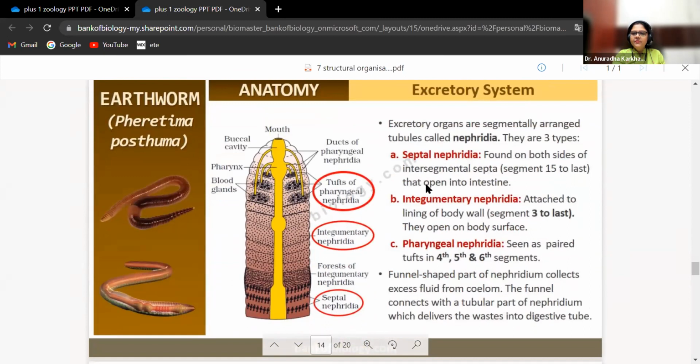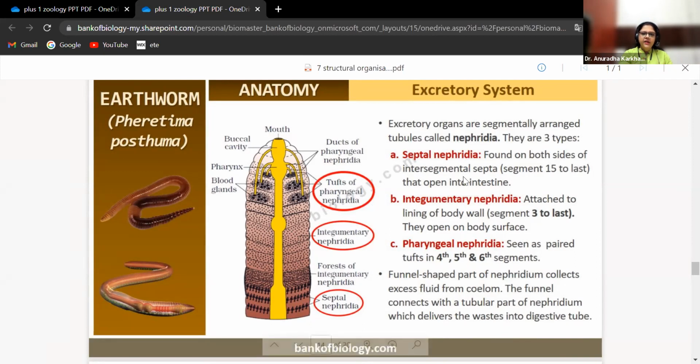Excretory system. Excretory organs are segmentally arranged tubes called nephridia. They are of three types: septal, integumentary, and pharyngeal, depending upon their location. Okay, so here you can see septal nephridia, integumentary nephridia, and pharyngeal nephridia.